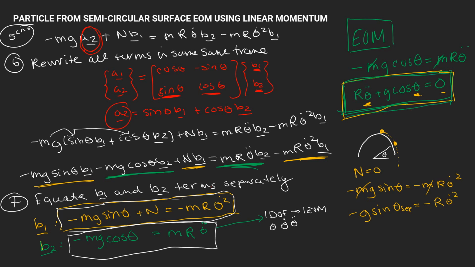So in the next example, we're going to go through the exact same steps, and we're going to solve for the equations of motion because we now will work with a 2 degree of freedom example.